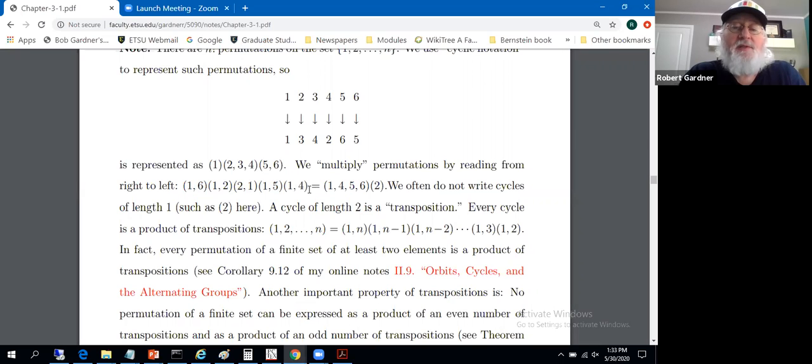How about 6 itself? Let's see, reading from right to left, 6 is mapped to 1, end of story. And we've got this little cycle, 1, 4, 5, 6.